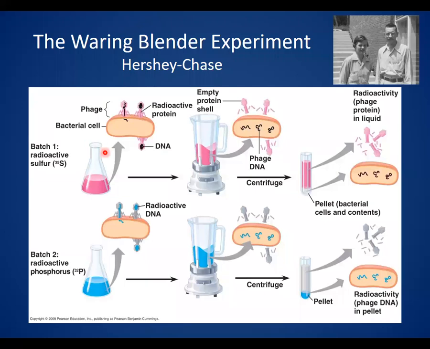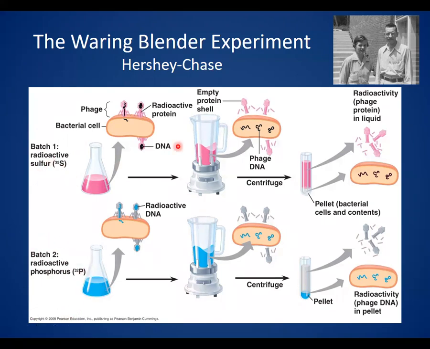So after the Second World War, after the Manhattan Project and the atomic bombs, radioactive isotopes of common atoms were being generated in laboratories. And Hershey and Chase took advantage of that. They took radioactive sulfur, which only occurs in protein, and radioactive phosphorus, which only occurs in DNA.